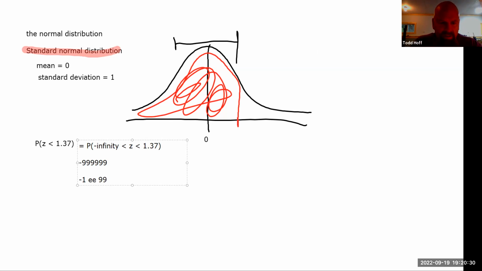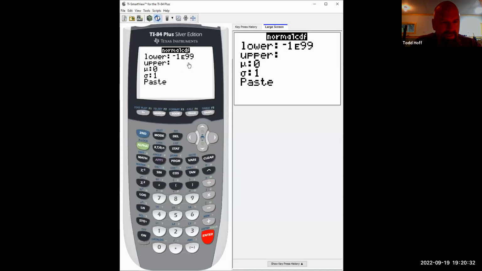So back to the calculator. So our lower limit is going to be negative infinity. Now they've got the negative EE in there. I'll show you how you enter that. First of all, for the negative, you have to make sure you use the negative key down here, not the subtraction. The negative key, the negative in parentheses, and it's 1.